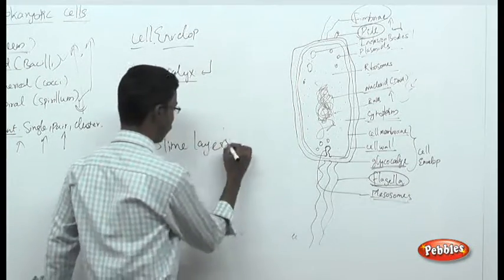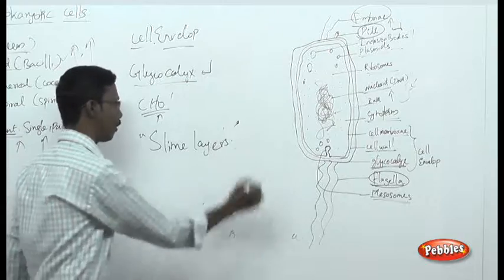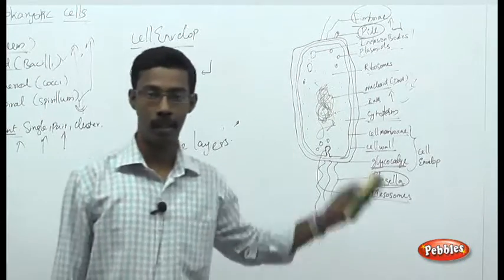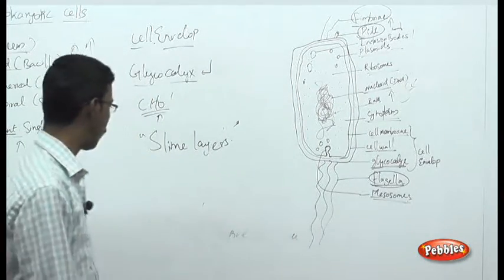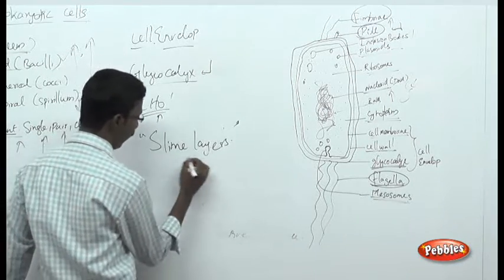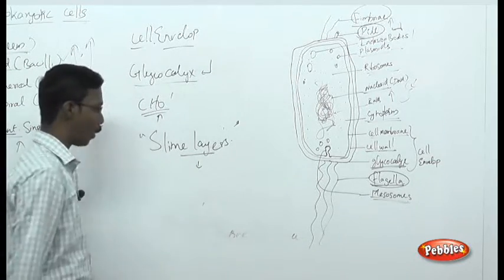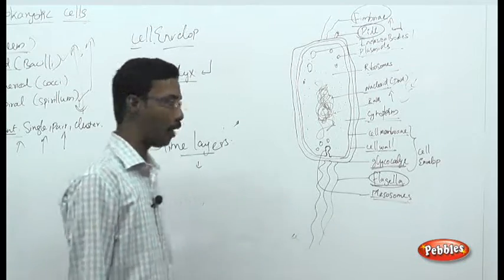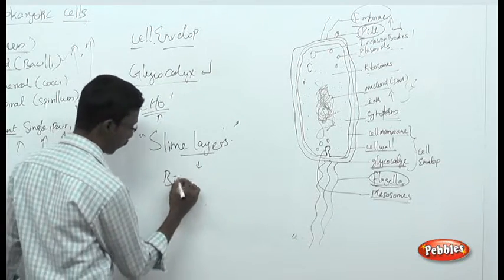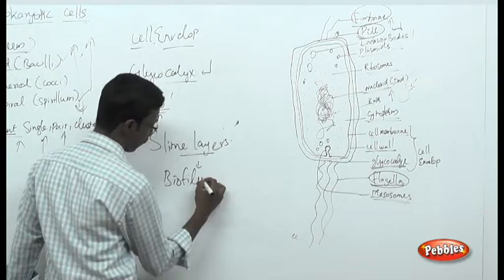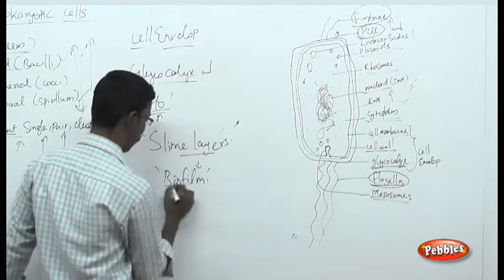So what are slime layers? Slime layers are also present on the external surface of the bacteria, but they are made up of thin layers of carbohydrate. So what is the role of slime layers? Slime layers will form the biofilm.